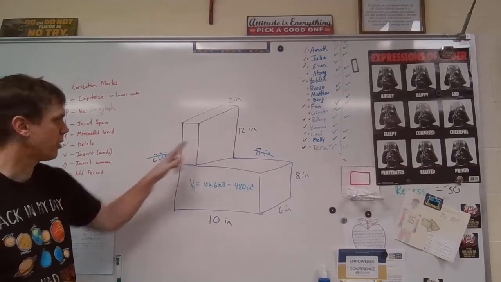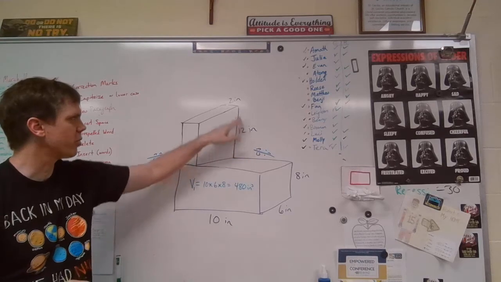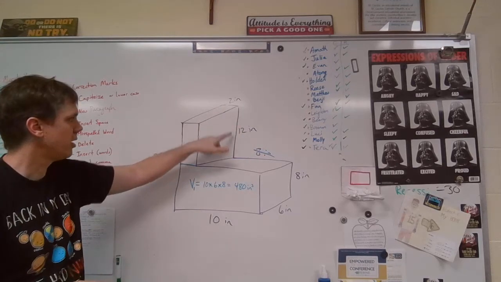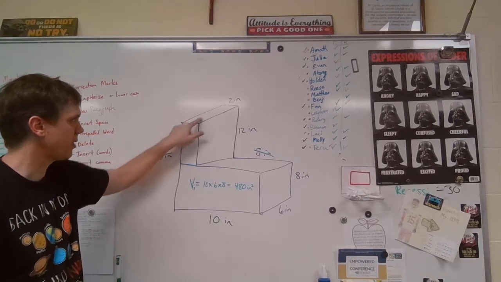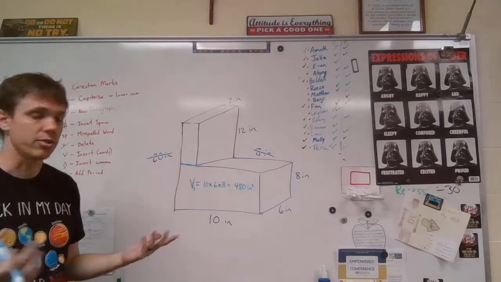Now here, notice that we've crossed off this, we've crossed off this. We have 12 and we have 2, but that gives us the height and it gives us the width. But what about this length? We don't know what this is. But we do know what that is, right?